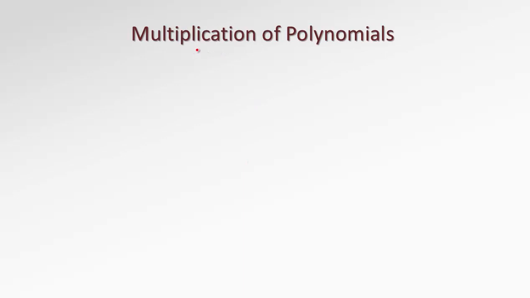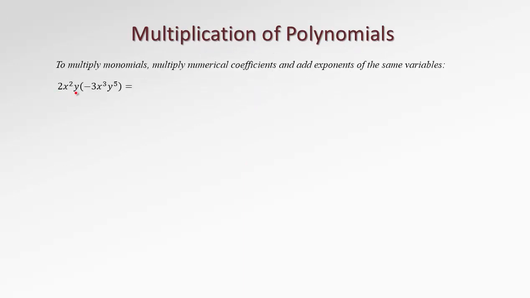In this lesson, we'll talk about multiplication of polynomials. First, let's observe how we multiply monomials. Remember, a monomial is a cluster of letters and numbers connected by multiplication only. So that's one monomial, and this is the second monomial. And the operation between these two is multiplication.